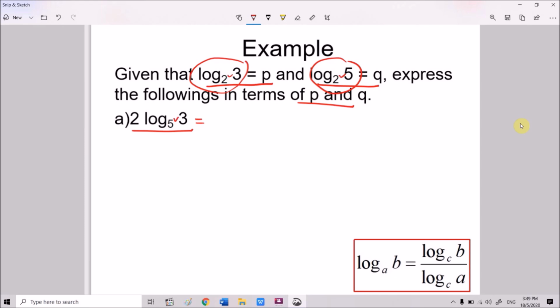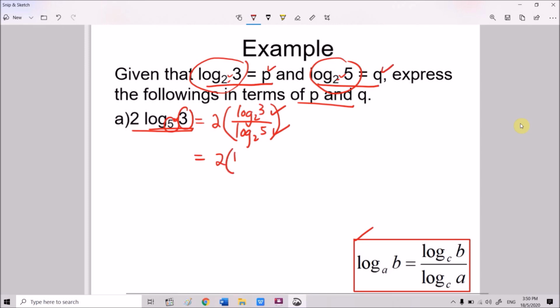So we change the base 5 to base 2 by using this formula. So you have 2, we use the brackets because we are changing this part. So we have log base 2, because here is base 2. The 3 here I write here, the 5 here I write here. You can see that log base 2 of 3 is actually p, log base 2 of 5 is actually q. So you get 2p over q. That's it.